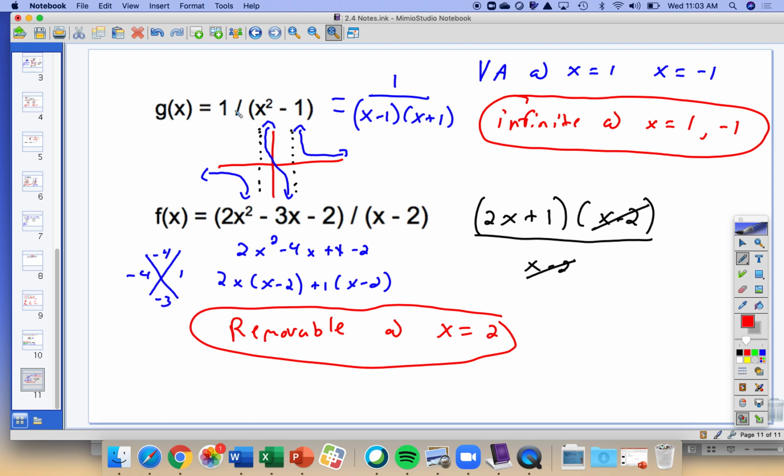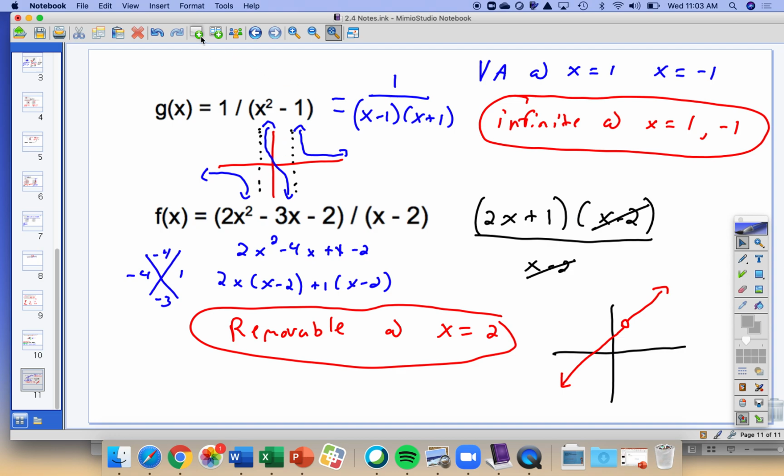Okay, so this function looks something like this. It would look like this, and at the x value of 2, there would be an actual hole, and then it would keep going, like that. Okay, which is different than the first one, because the first one, nothing canceled out, and that's why it was infinite and not removable. When things cancel out, you get removable discontinuities.